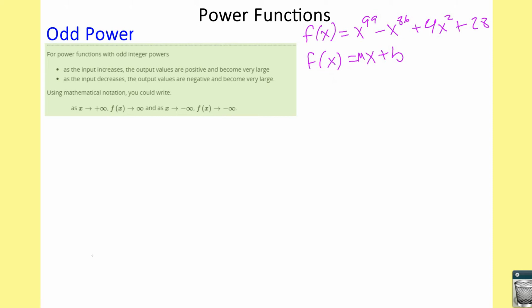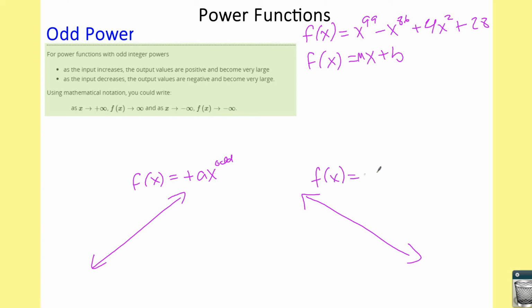You can either have a positive line or a negative line. So this is when f of x is a positive a value, x to some odd power, right? Because all odds are going to follow the same pattern. And this is when f of x equals a negative times x to an odd power. Okay, now again, I'm still only talking about the ends of my graph. I don't really care what happens in this middle section.